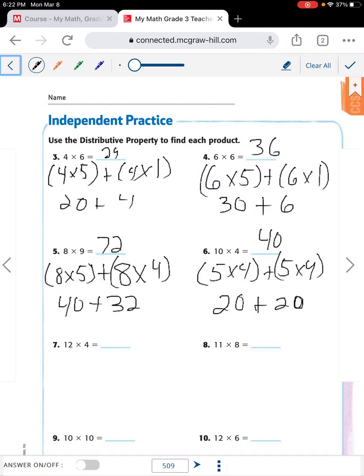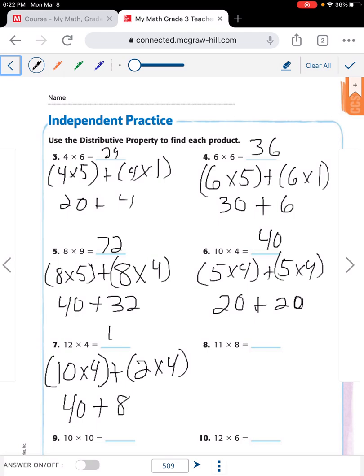So next we have 12 times 4. This one, we're going to use a 5 or 10, so we're going to use a 10. So since it's 12, we're going to say 10 times 4 plus 2 times 4. 10 plus 2 equals 12. So we broke it down to 10 and 2. So we have 40 plus 8. 48.